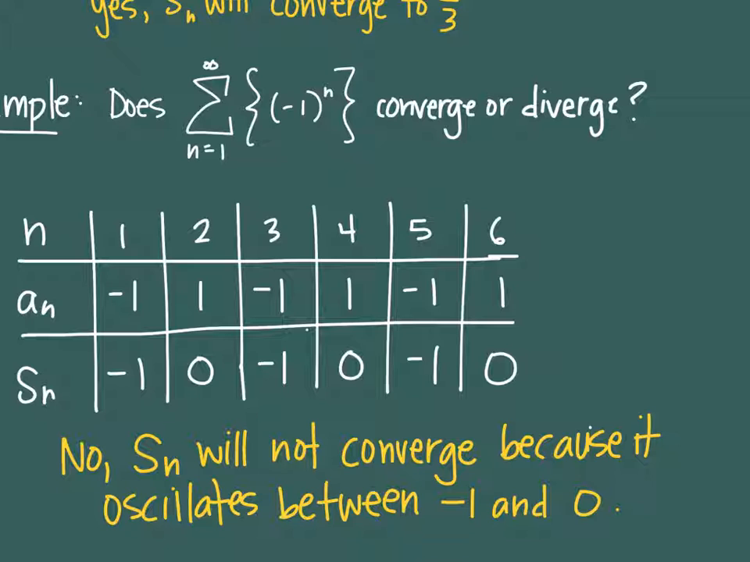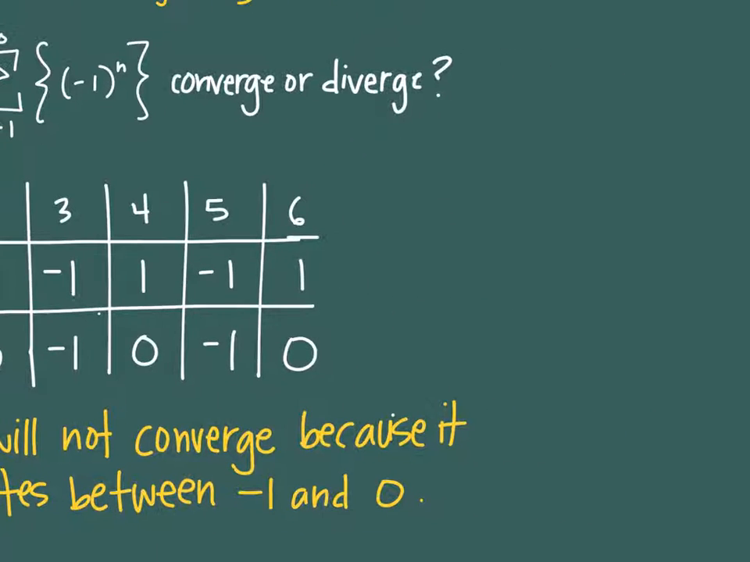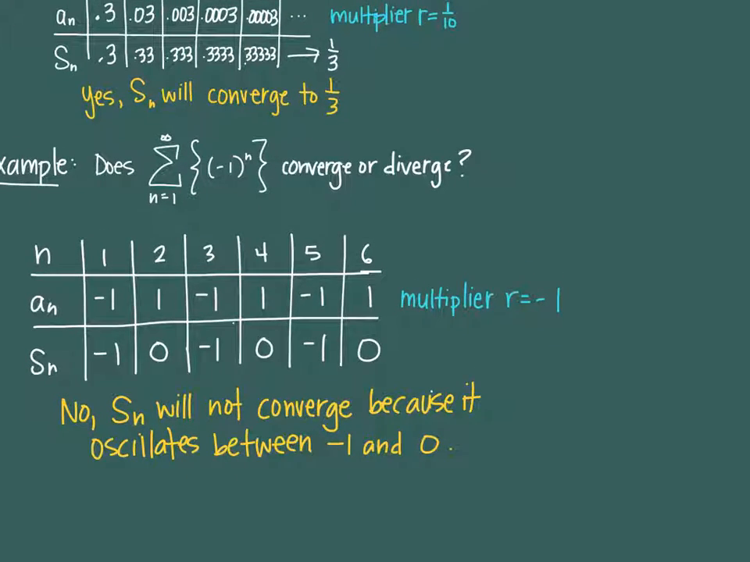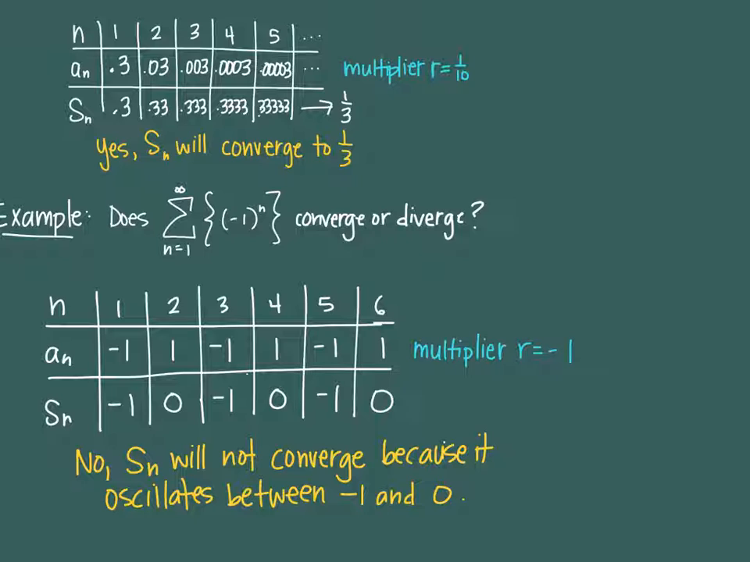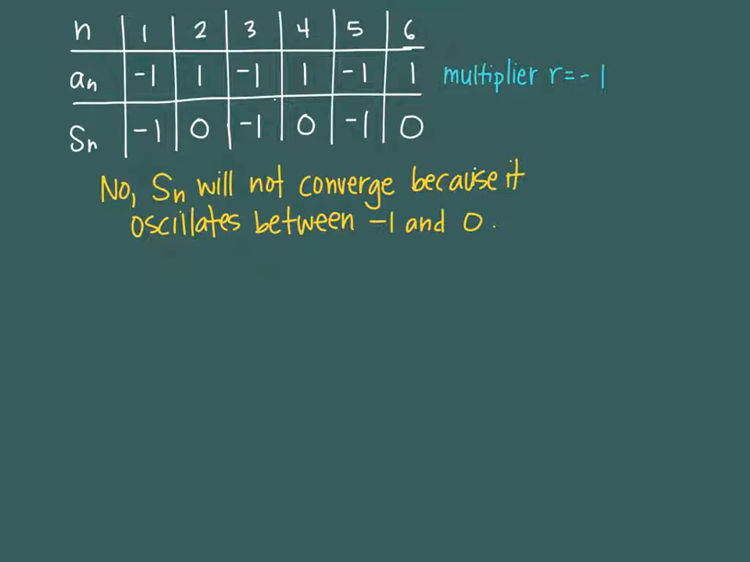Okay, all right. And then in the second example, what is the common multiplier between the terms of the sequence? -1. That's the key. It has to do with the value of the multiplier, whether or not the series is going to converge or diverge.